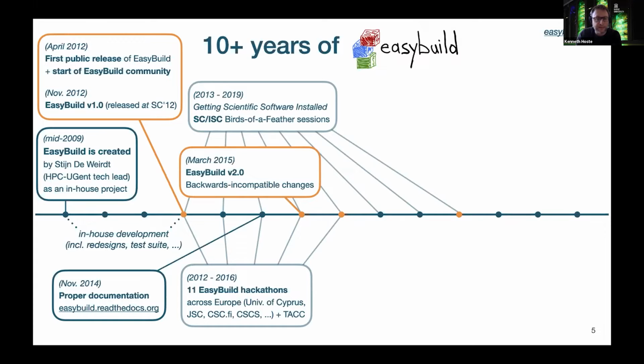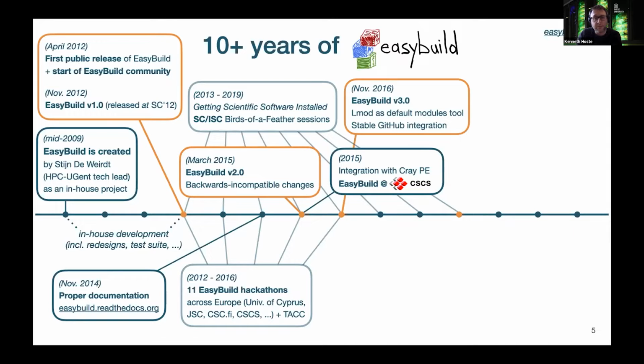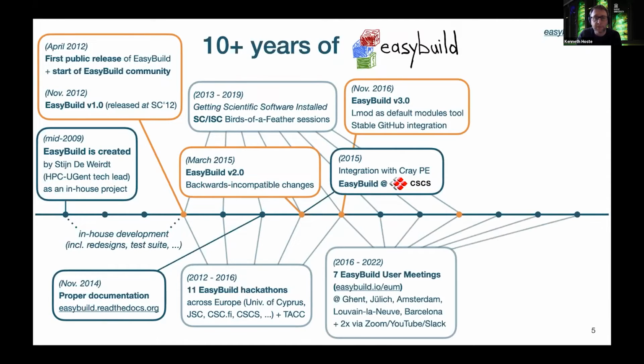Then time progressed and we started doing backwards incompatible changes based on the feedback that we got from the people that used EasyBuild. CSCS was actually quite an early adopter of EasyBuild back in 2015, especially when we looked into the integration with the Cray programming environment. Another major version where we switched to Lmod as a default modules tool, and we had stable integration for GitHub, and I'll talk a little bit more about that later in the talk.